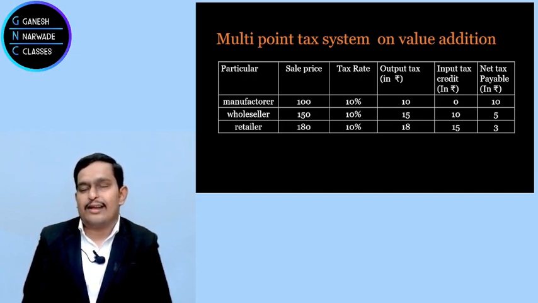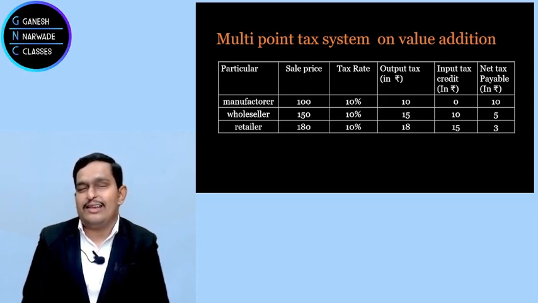Now, with this line, what did you understand? Did manufacturer pay that 10 rupees? He shifted it to wholesaler. Did wholesaler pay that 15 rupees? No, he shifted it to retailer. Did retailer pay that 18 rupees? No, he shifted it to the consumer.